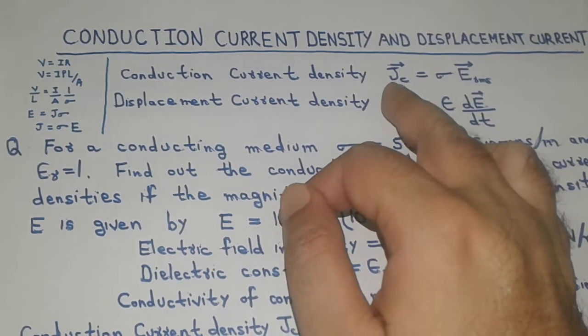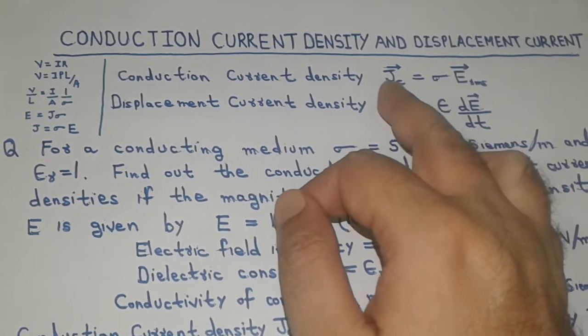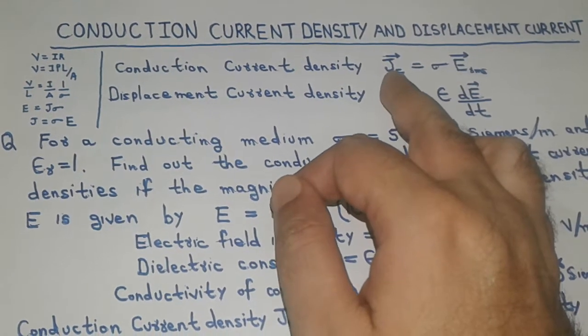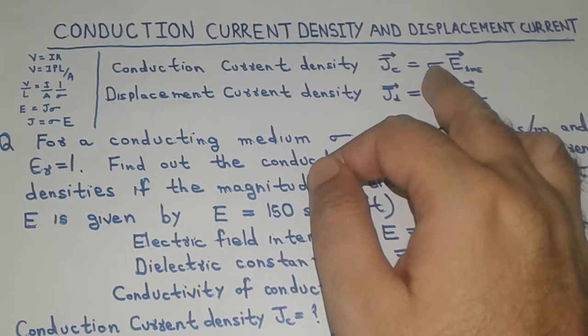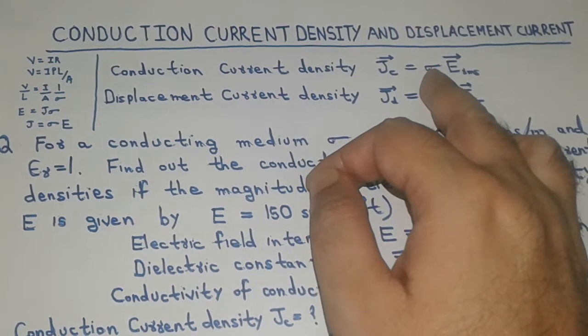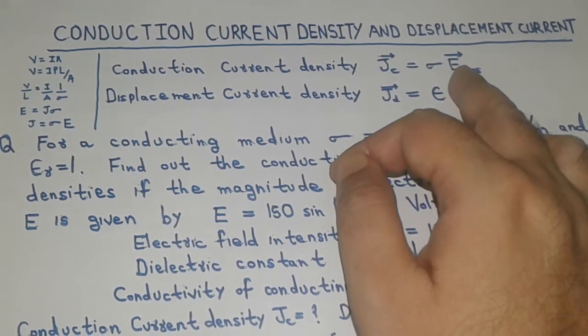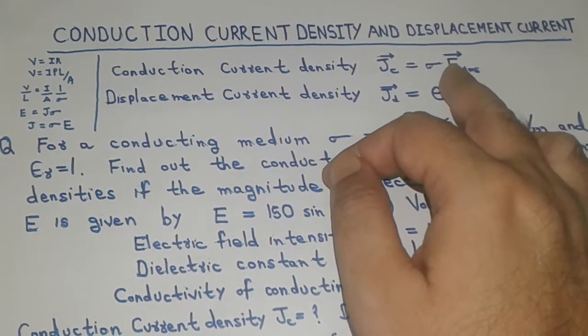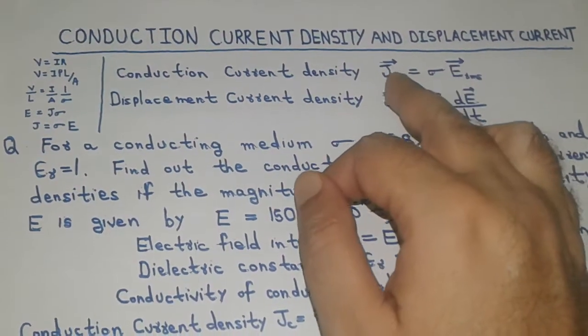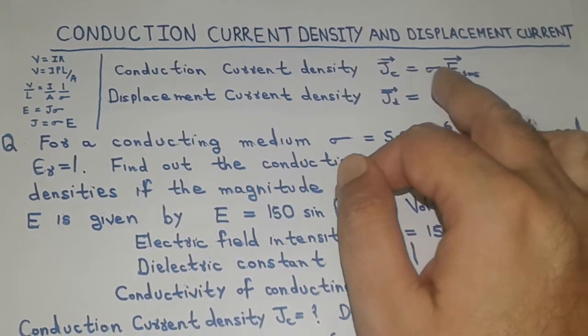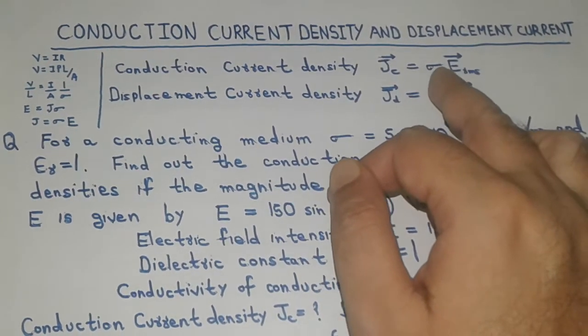For an alternating applied electric field, conduction current density in a conductor is the magnitude of the product of the conductivity of the conductor, sigma, and the root mean square value of the alternating applied electric field. Thus Jc equals sigma E_RMS. We get this expression from Ohm's law.